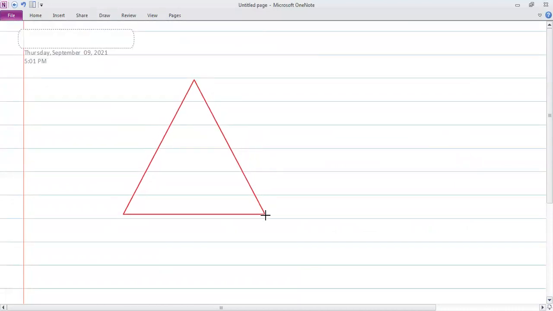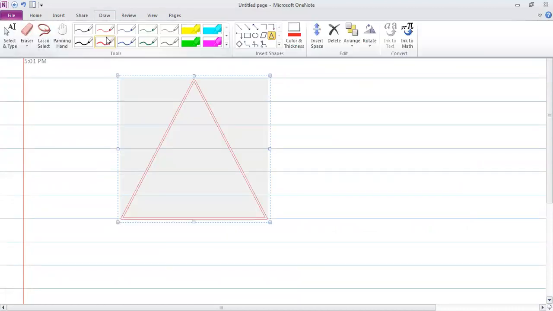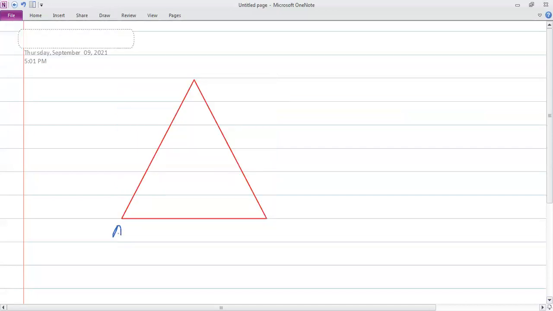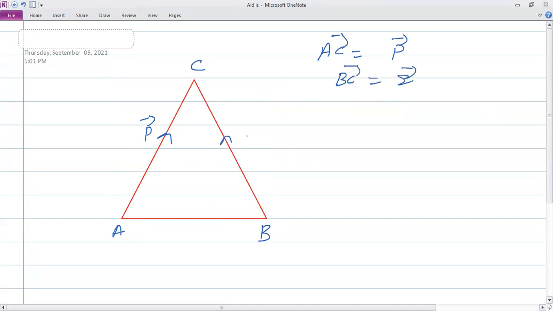Then next, let me say we have some vectors here, and this is A, B, C. It is given that vector AC is equal to P. Vector BC is equal to Q. And you are asked to find AB in terms of P and Q.